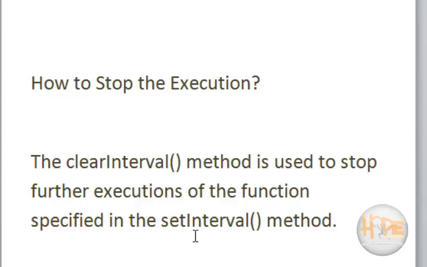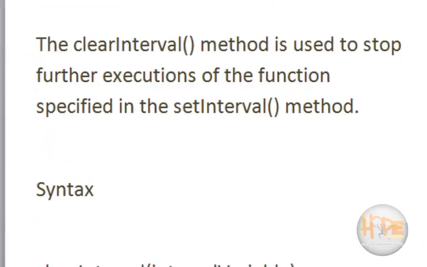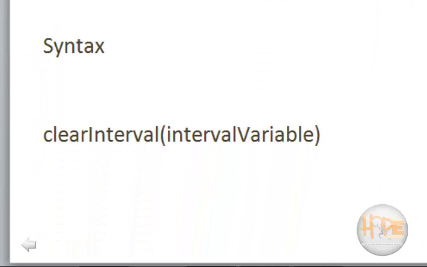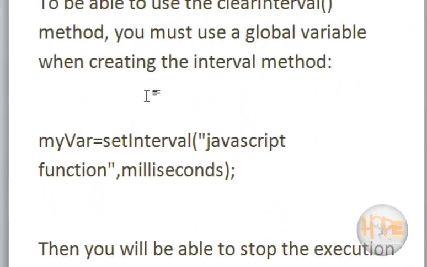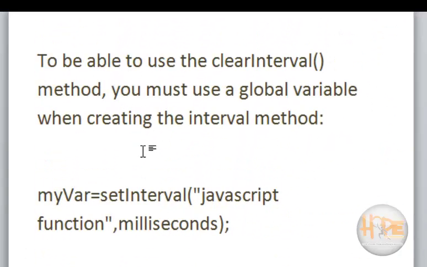How to stop this execution? By using clearInterval method, we can stop this execution. This is the syntax: clearInterval and then interval variable. To be able to use this clearInterval method, you must use a global variable when creating the interval method. This is the simple syntax: myVariable, which is the global variable, and we have assigned setInterval method to this myVariable. Then you will be able to stop this execution by calling the clearInterval method.